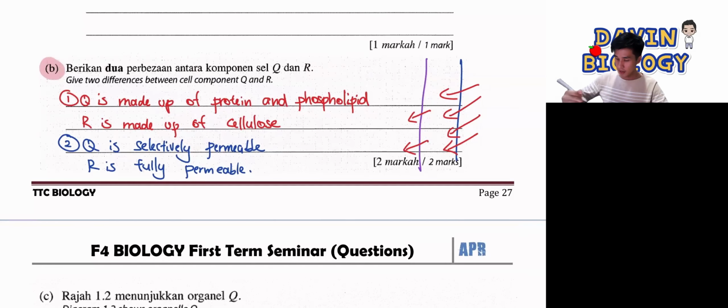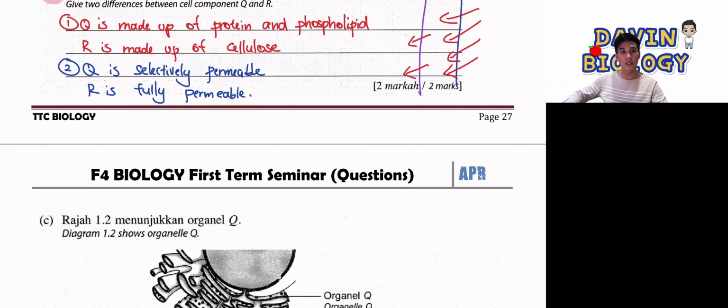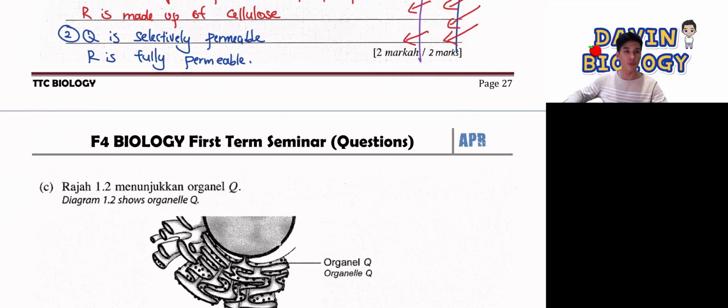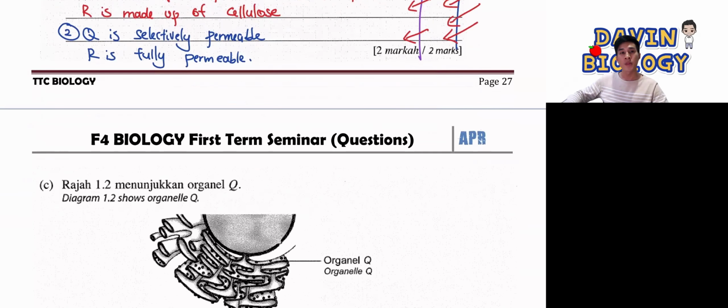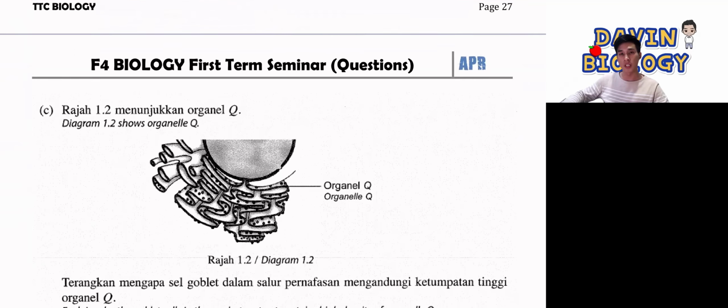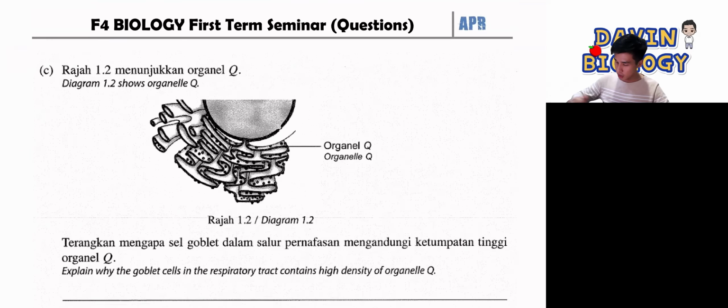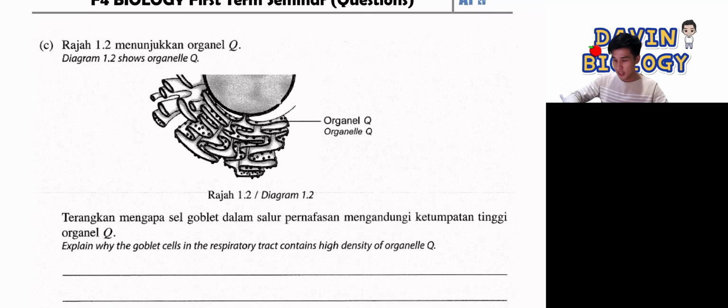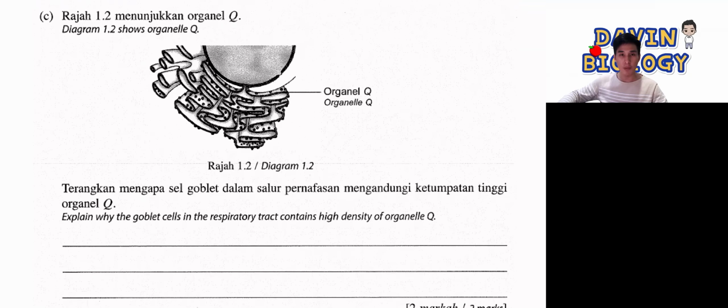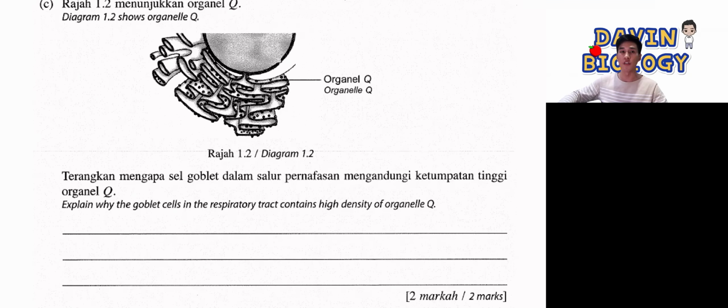Right. Then let's finish off this one. After we've done this, then we're done with organelle cell structure here. Now 1.2 shows organelle Q. Organelle Q is basically your rough ER, ribosome. Now, why do goblet cells in the respiratory tract contain a high density of Q?